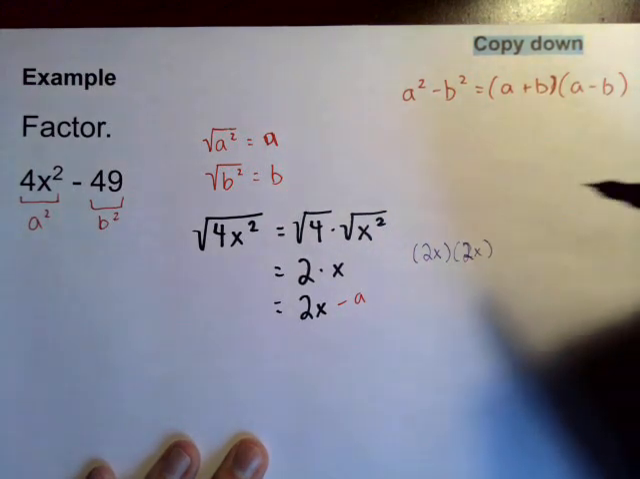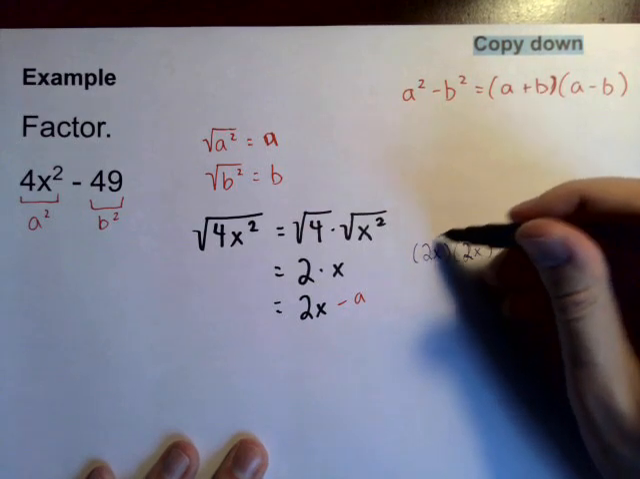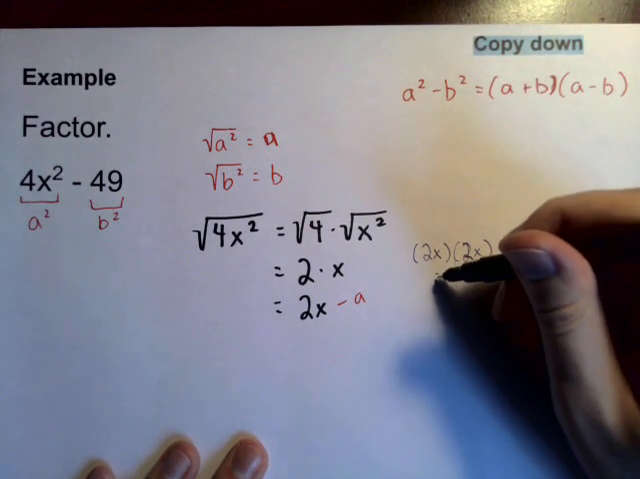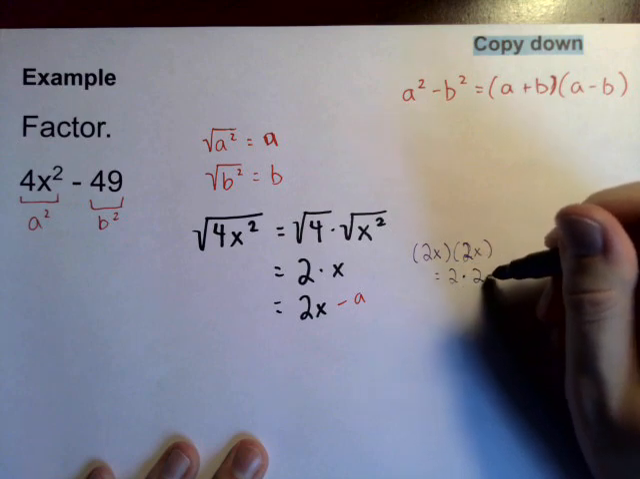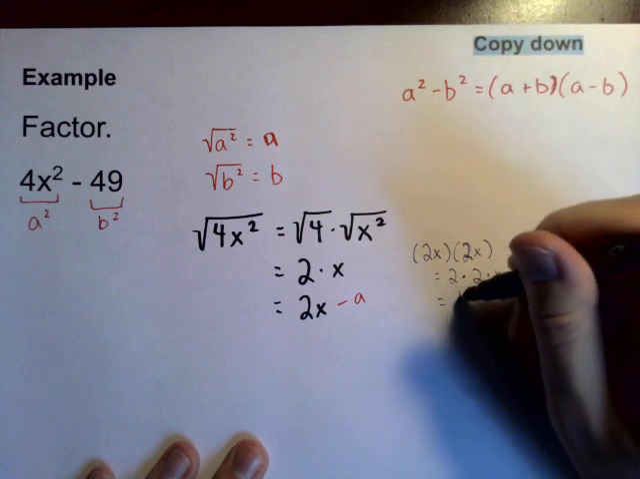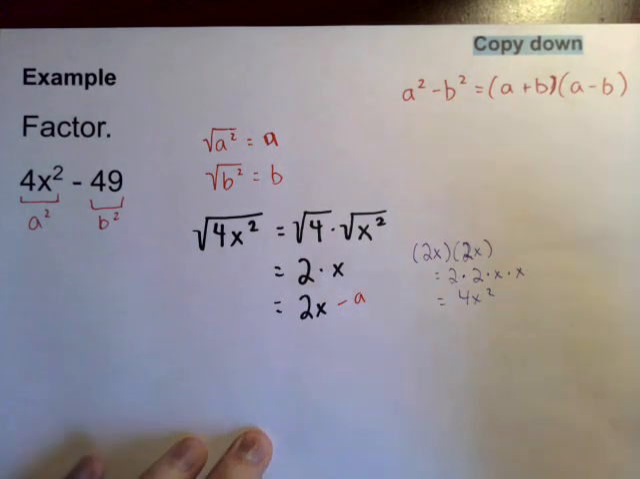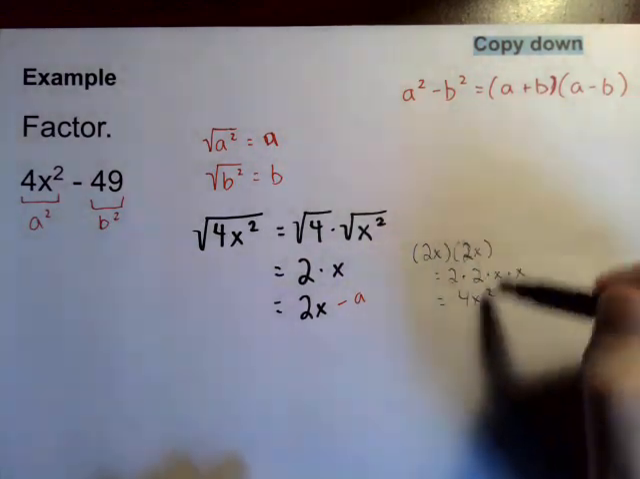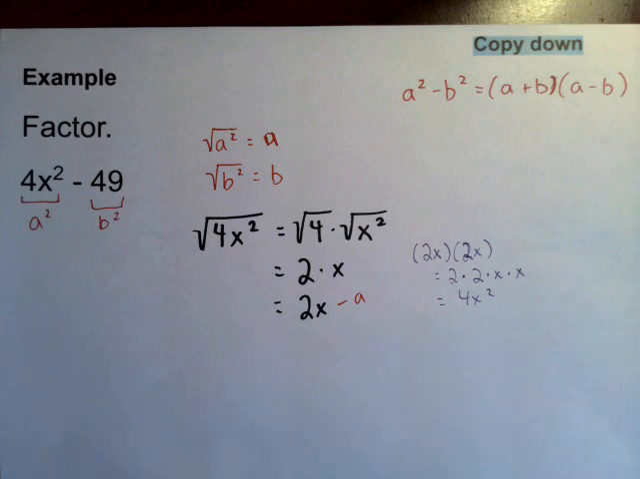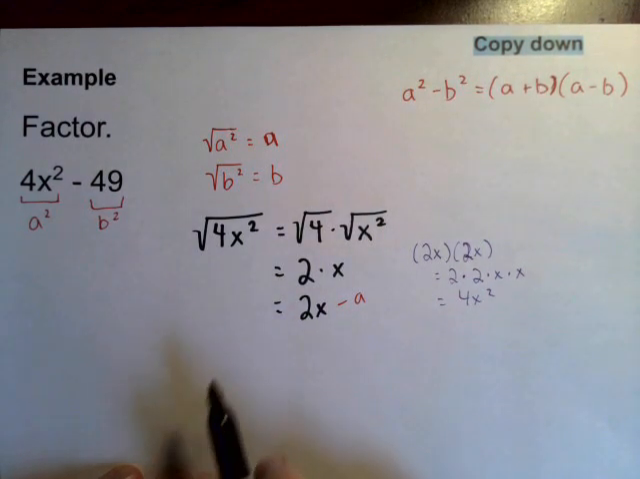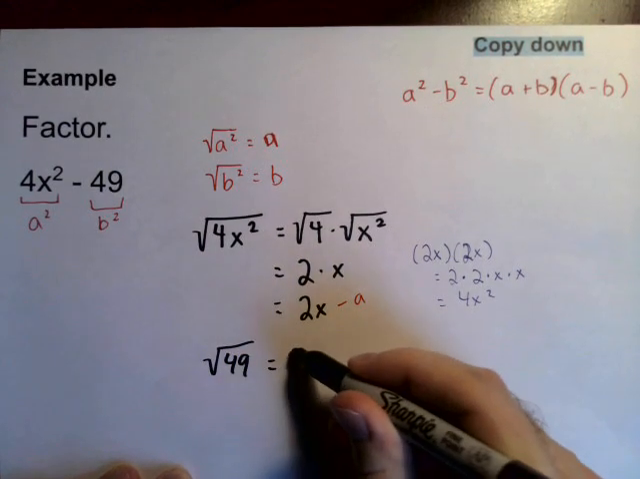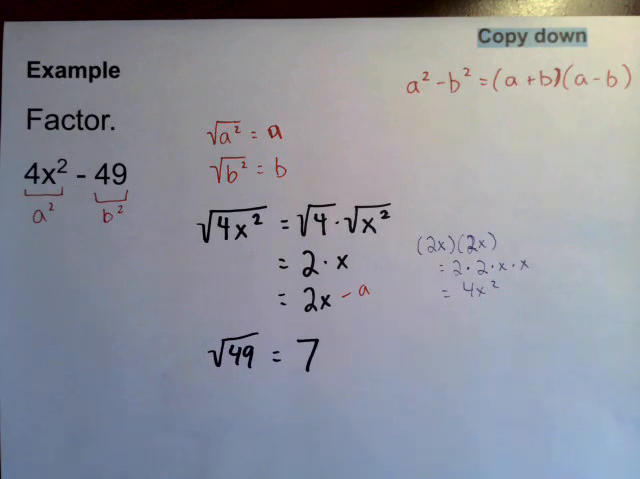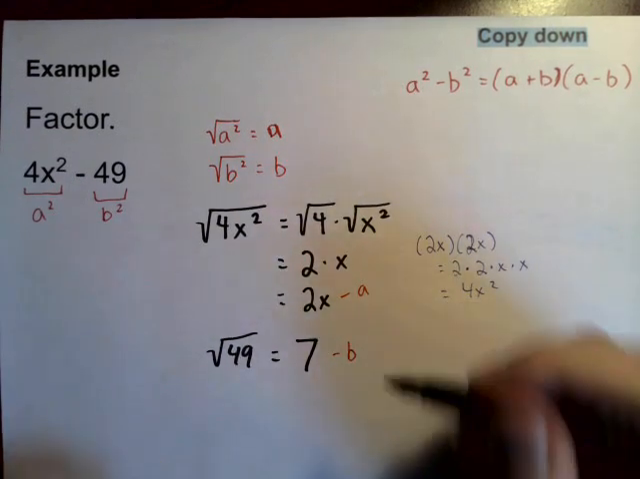So 2x times 2x, multiply the numbers and multiply the variables. That's like saying 2 times x times x, 4x squared. So we did do it correctly. You don't have to do any of that stuff in the purple. That's just to double check. So 2x is our a term, and then for the b term it was the square root of 49, which is equal to 7. So this would be the b term.